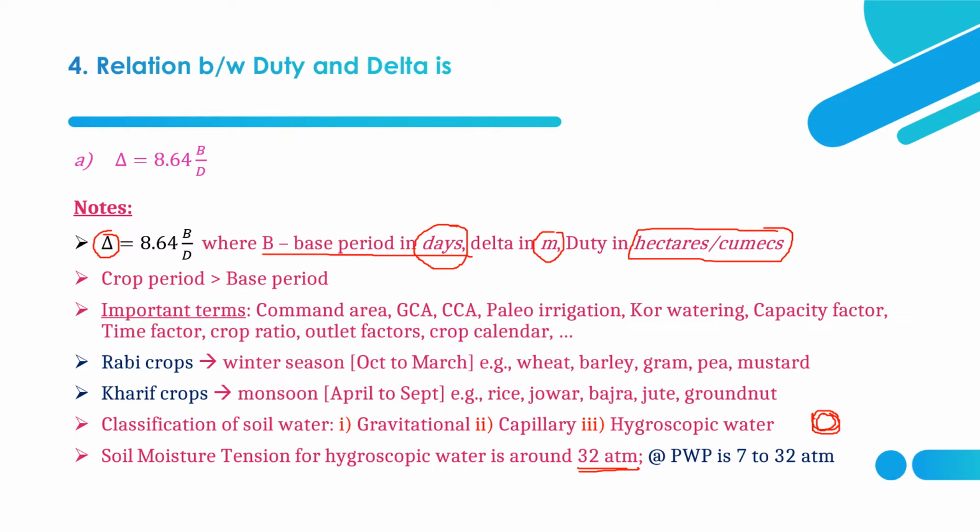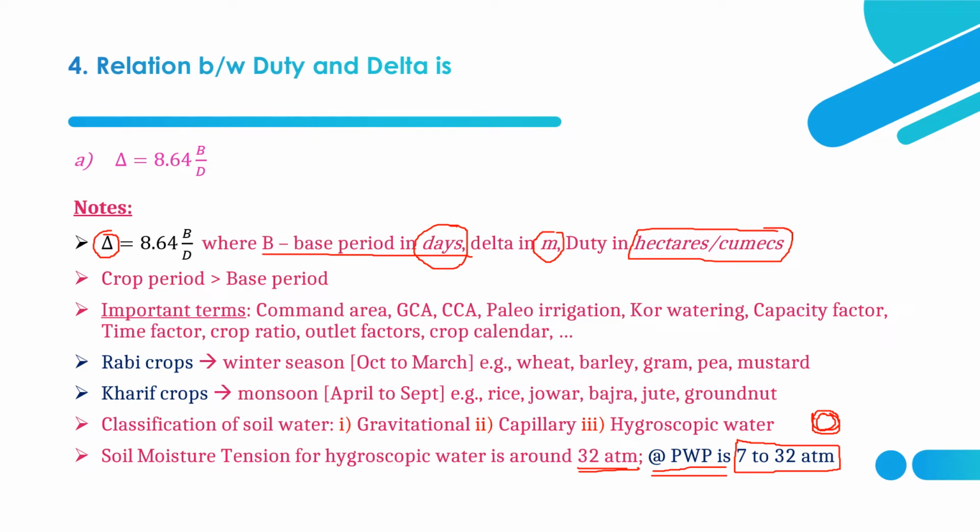So these are some types of classification of soil water, and 32 atmospheric pressure is the soil moisture tension for hygroscopic water. And in case of PWP, that is permanent wilting point. What is permanent wilting point? The unavailability of moisture content for plant growth. That is a permanent wilting point. So we cannot use that water because that water is under the soil moisture tension of 7 to 32 atmospheric pressure, which is huge to be easily absorbed. So these are some points regarding duty and delta and water requirement of crops.